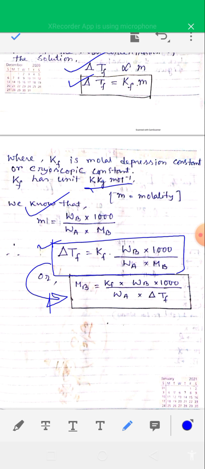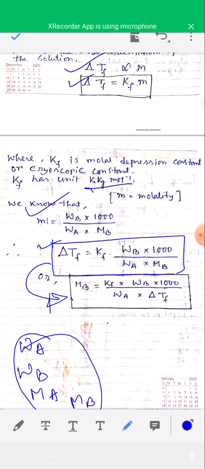Okay, in the previous case, that is elevation of boiling point, I have told what is Wb, what is Wa. Where Wa is the weight or mass of solvent, Wb is the mass of solute, Ma is the molecular weight of solvent, Mb is the molecular weight of solute. Okay, you have to remember these terms.